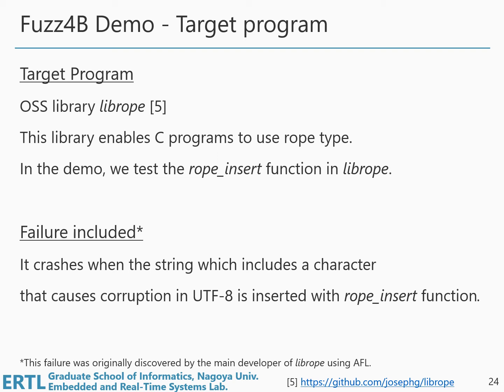Now, let's move on to talking about the demonstration of Fuzz4B. In the demonstration, we use the open source software librope as target program. This library enables C programs to use rope type. In the demonstration, we test the rope insert function in librope. It crashes when a string that includes a character that causes corruption in UTF-8 is inserted with the rope insert function.